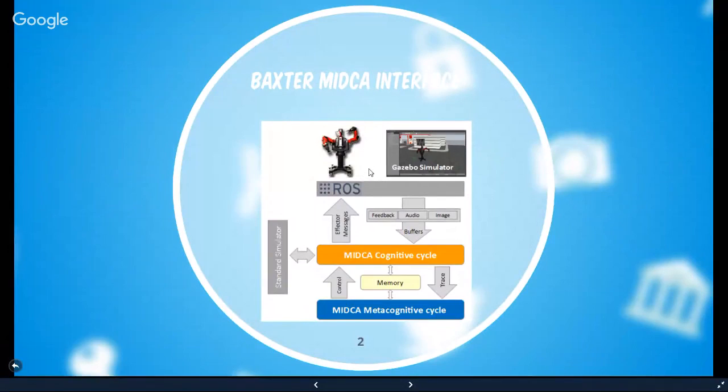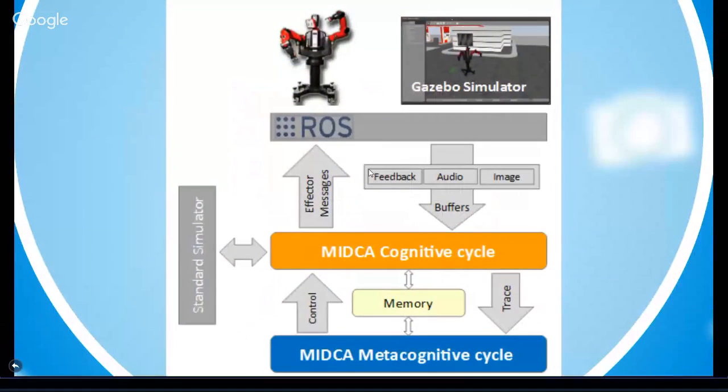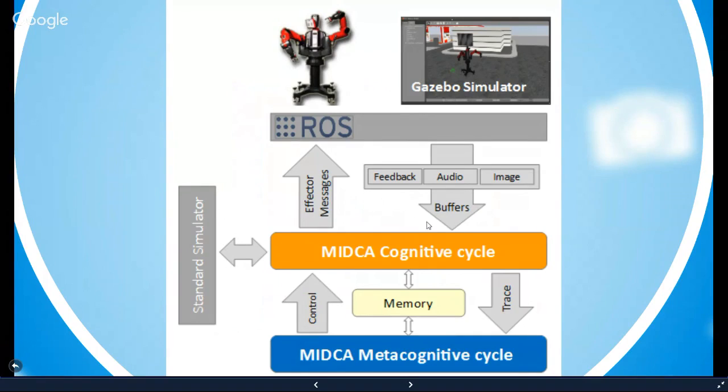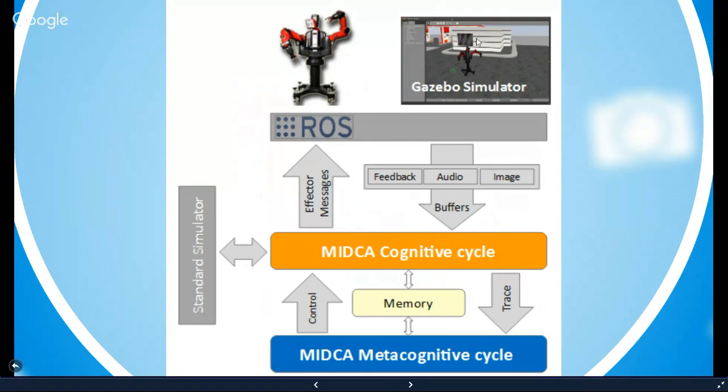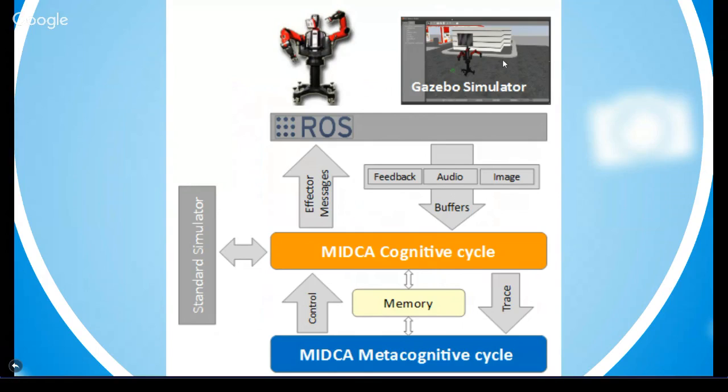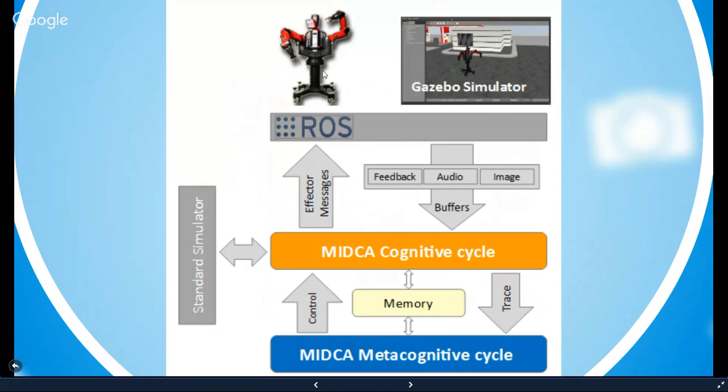Let's get this image. So this is the bottom part, which is MIDCA. It's going to interface to the robot through ROS, and these are the ROS buffers which instantiate the communication. And here goes a simulator, for whoever doesn't have a Baxter robot or a robot of its kind. We can use the simulator. So let's see what a Baxter robot is.